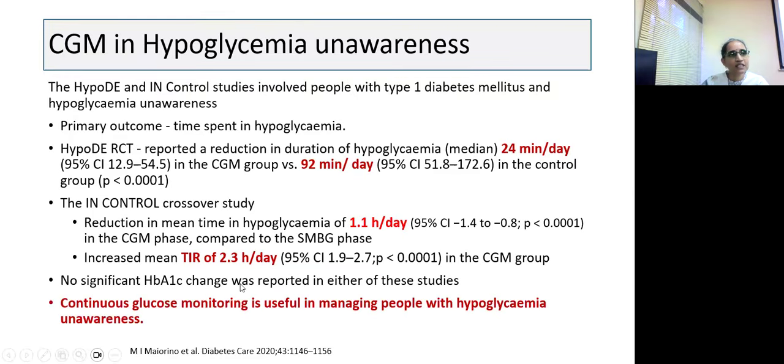Though there was no significant change in the HbA1c reported in both the studies, continuous glucose monitoring is useful in managing patients with hypoglycemia unawareness: first of all, to detect hypoglycemia unawareness, take corrective action and reduce further hypoglycemia.